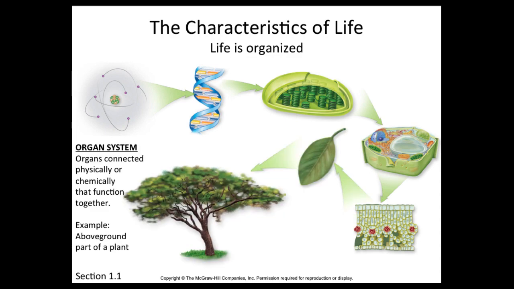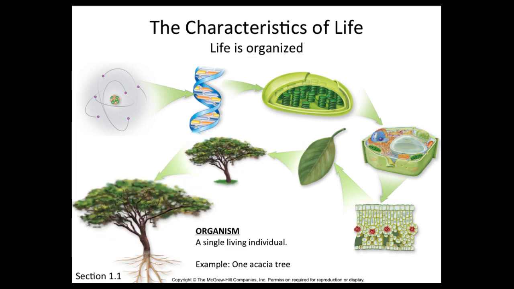And then organ systems are all of these organs connected together. So in the example of our plant now, we're looking at the above ground parts of our plant. So just the tree trunk and the leaves of this acacia tree. This would be the above ground organ system. They're connected both physically and chemically in order to allow them to function. And we finally got to one organism. A collection of organ systems are what comprise a single organism or a single living individual.